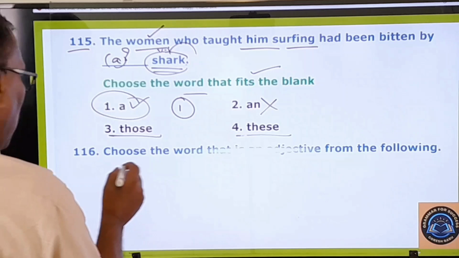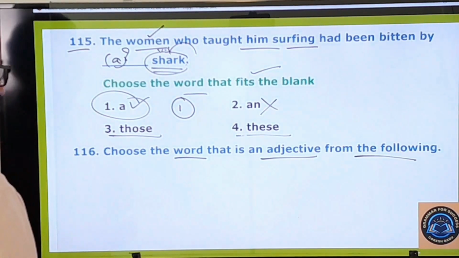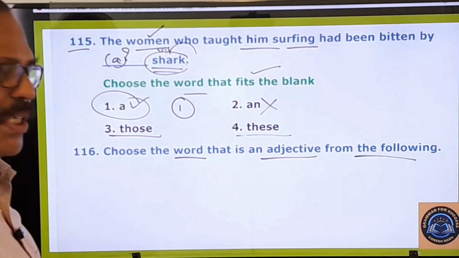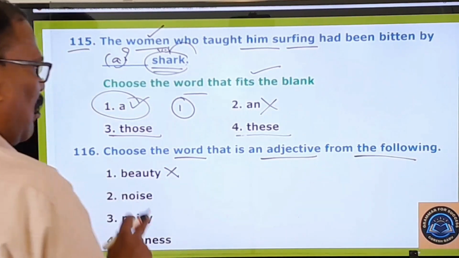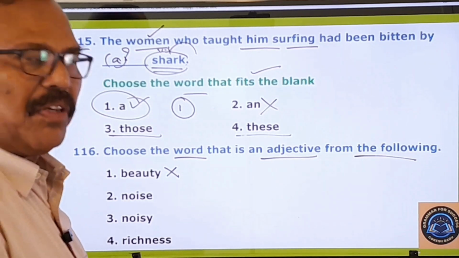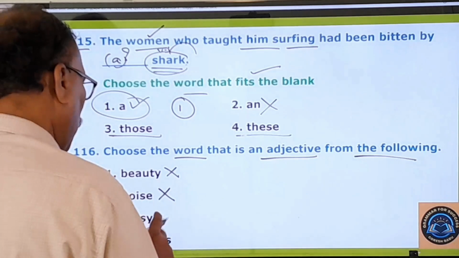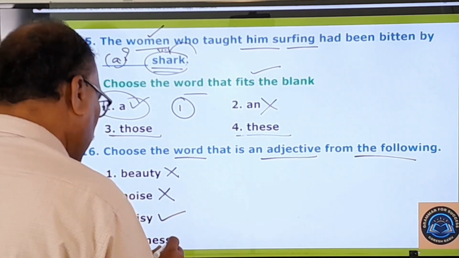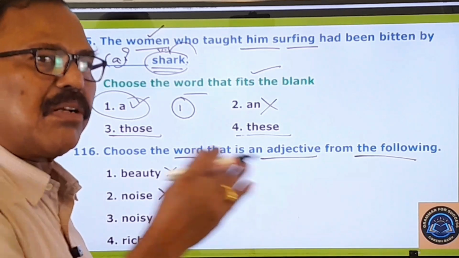What is that? Choose the word that is an adjective from the following. Okay, what is that word that is an adjective? Very simple. Beauty. You don't say beauty. This is not an adjective, because the adjective of that word you know very well. What is that? Beautiful. Okay, right. Noise is not an adjective, it's a noun. Noisy, it's an adjective. Richness is not an adjective. Rich is an adjective. Richness, all ness words are nouns.